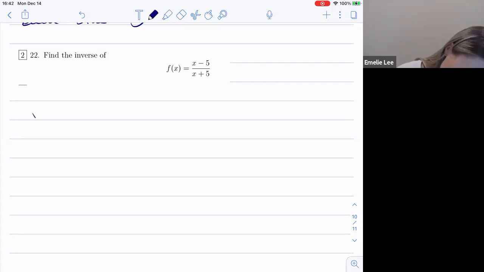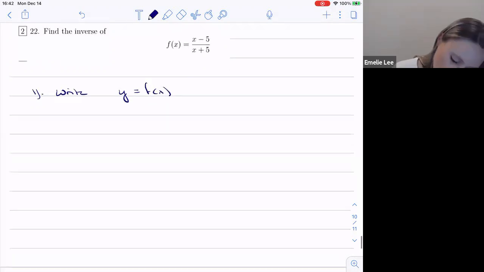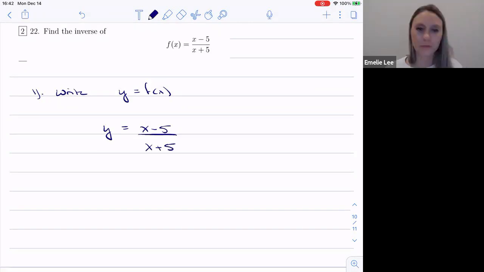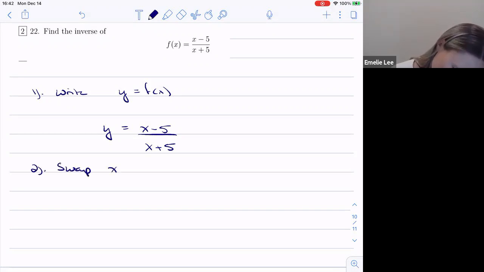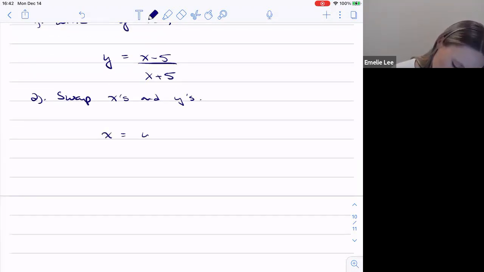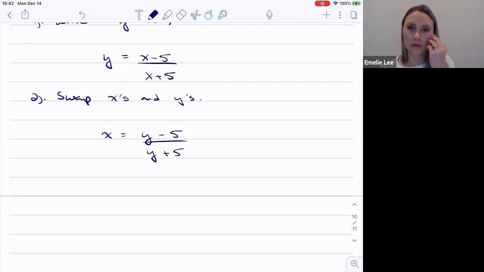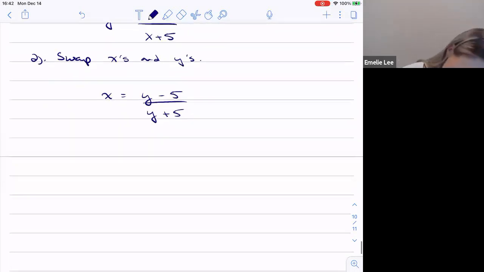So to find the inverse, step 1 is write y equals f of x. So what that means in our case is that y equals x minus 5 over x plus 5. Step 2, swap x's and y's. So then I have x is y minus 5 over y plus 5. Wherever you see an x, make it a y, and wherever you see a y, make it an x. Step 3, solve for y.